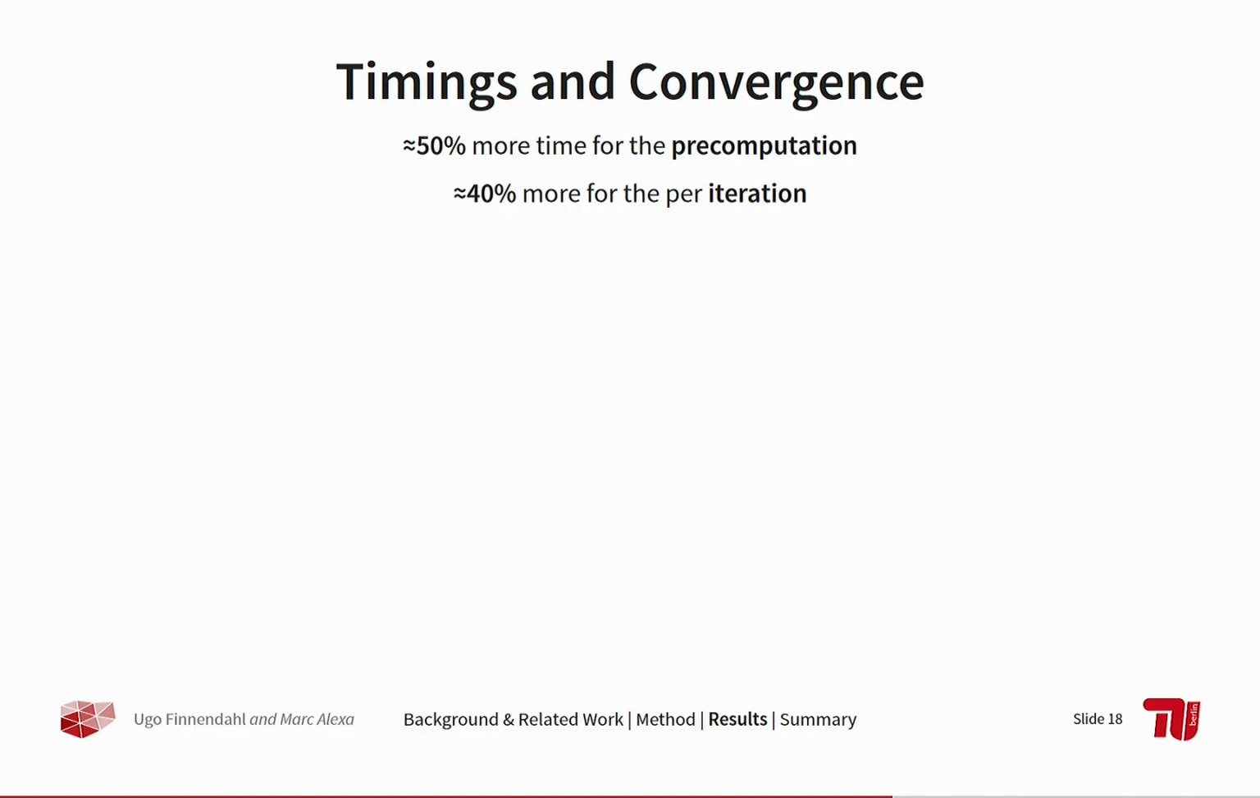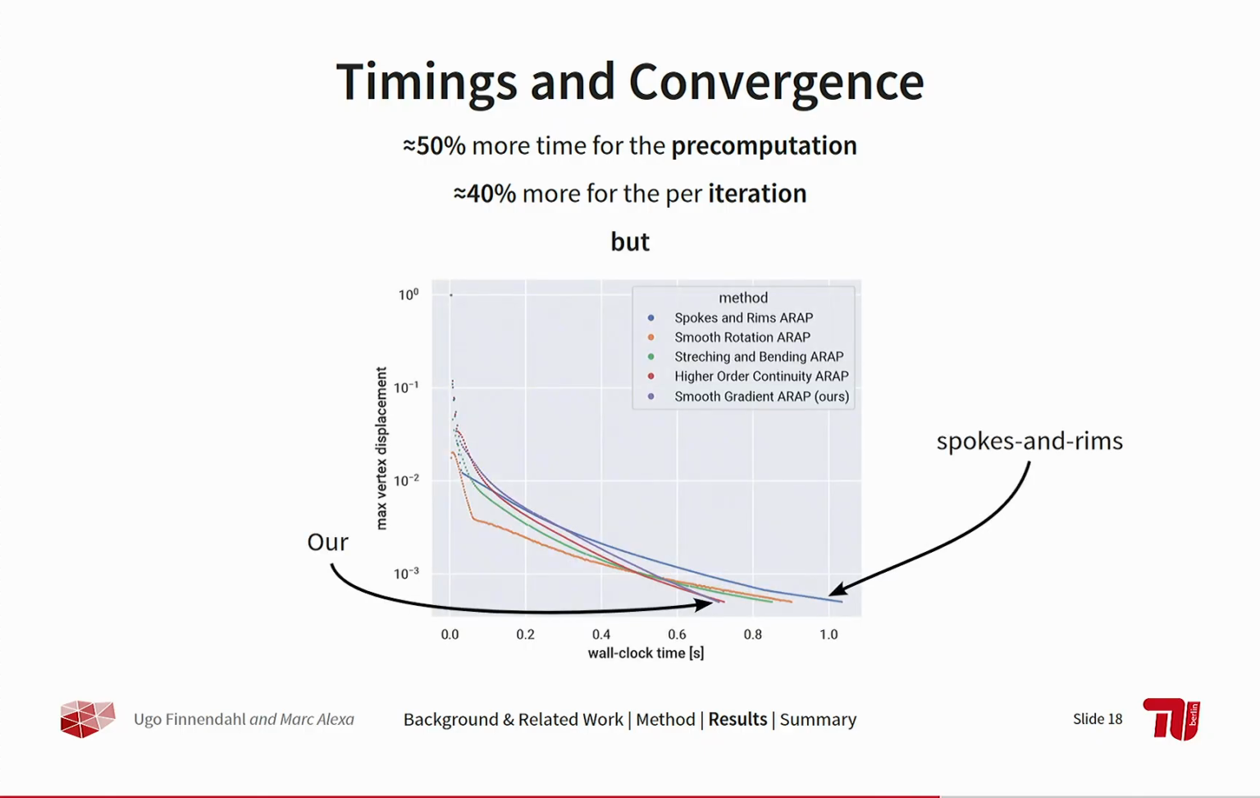Compared to spokes and rims ARAP, our method takes around 50% more time for the pre-computation, as we need to factorize 2 Laplacian matrices, and in each iteration, we also need to solve 2 more linear systems of equations. This might seem very expensive, but if we take a look at the convergence speed against wall clock time, we see that our method is very fast. Lower and steeper is better in this graph. And you might not be able to see this, but all methods that include an extra explicit bending term outperform spokes and rims, and our method is the fastest. At least in this example.